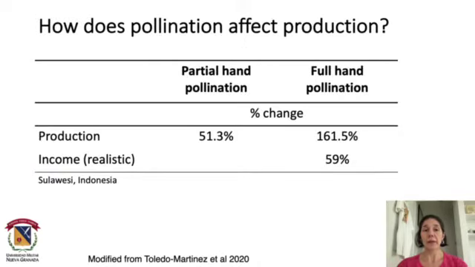More recently, a study in Sulawesi, Indonesia, showed that either partial hand pollination or full hand pollination increased not only the production of cocoa, but also the income of the farmer. So I hope I made clear that there is a direct connection between pollination and production. We can increase production by increasing pollination.